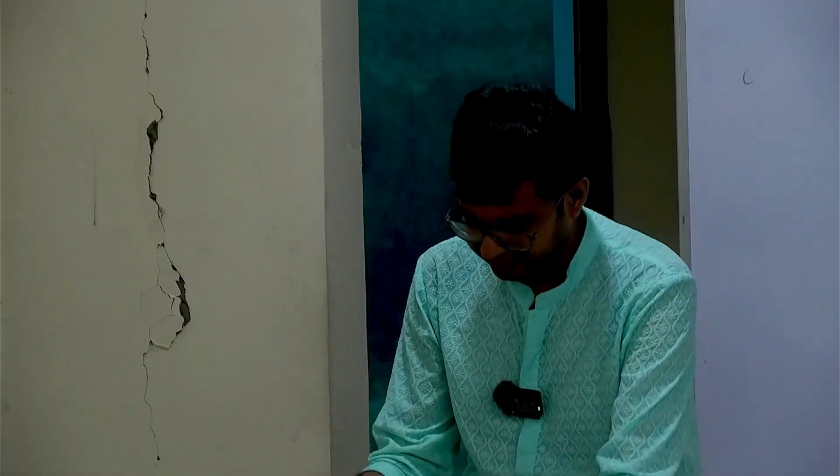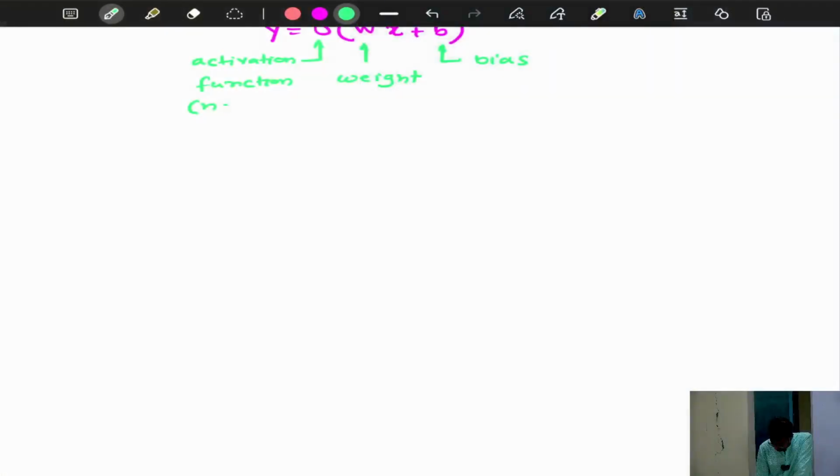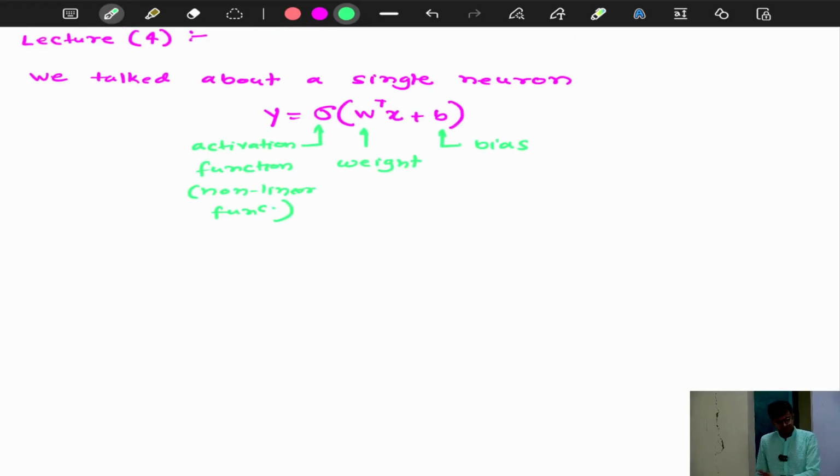But for practical purpose, what is sigma? A nonlinear function. For practical purpose, it is just a nonlinear function, that is all it is. And this is nothing new. This is something we have already discussed in our last lecture.